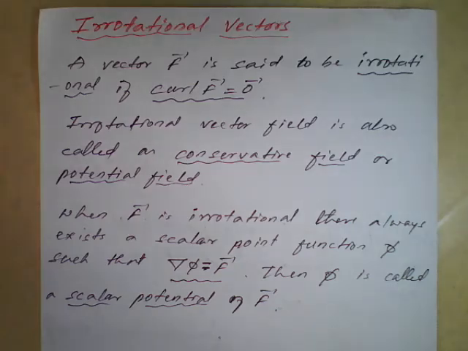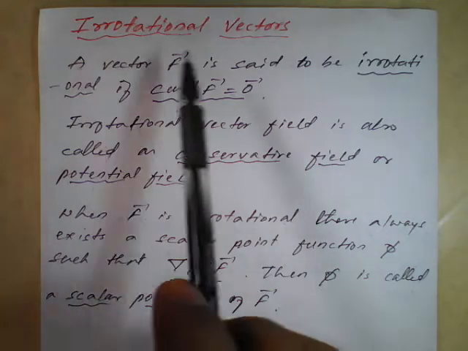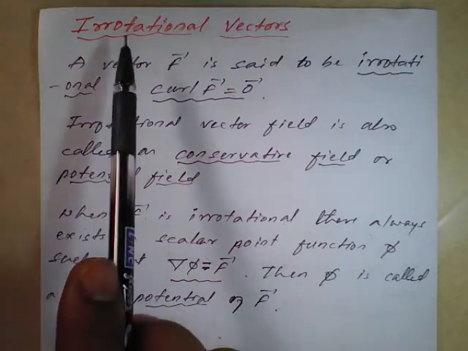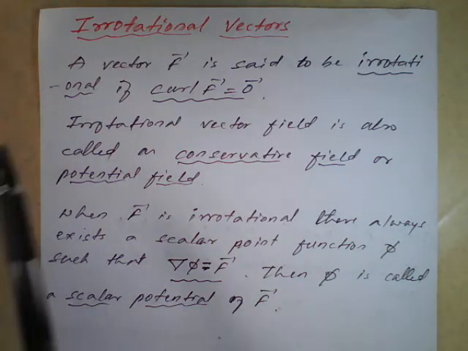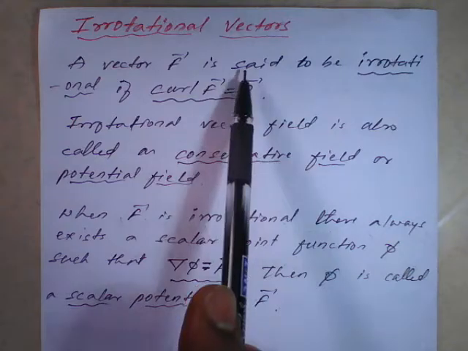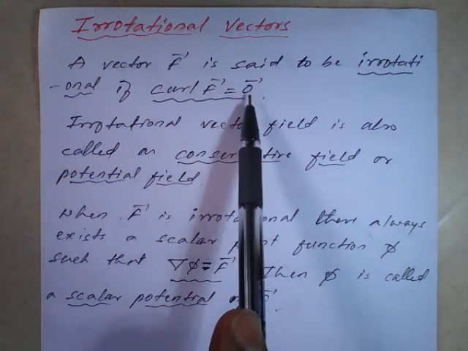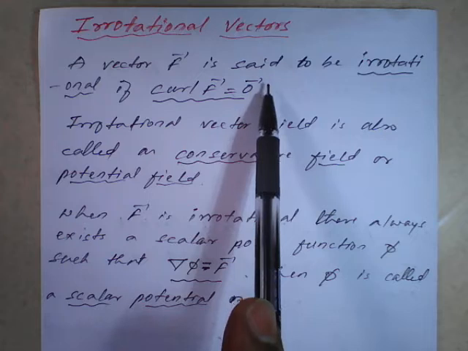Good morning, dear students. In today's lecture, we will see the next concept, irrotational vectors. In the previous lecture, we have seen solenoidal vectors. Now we will see what is an irrotational vector. A vector f is said to be irrotational if curl of vector f is the zero vector.